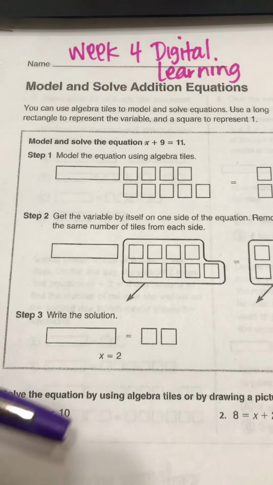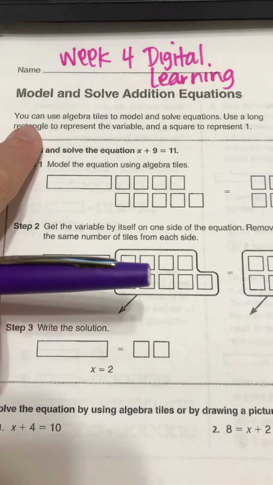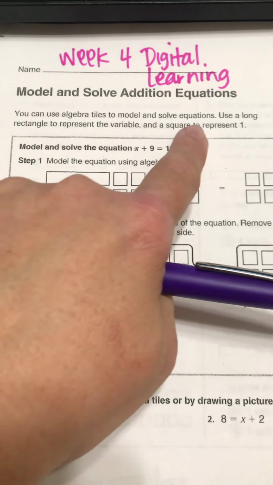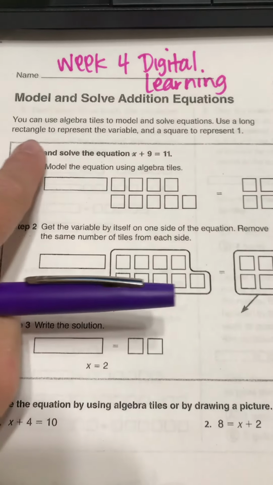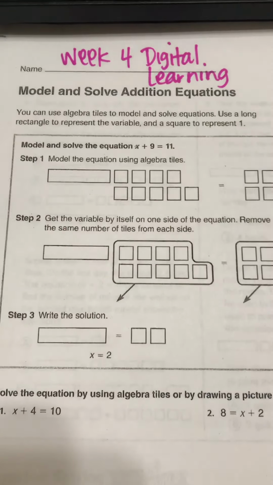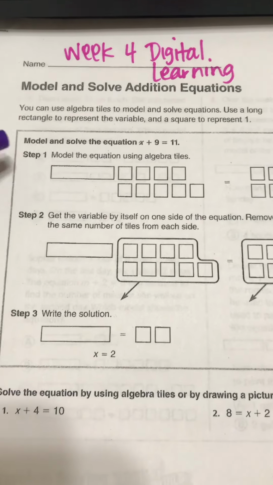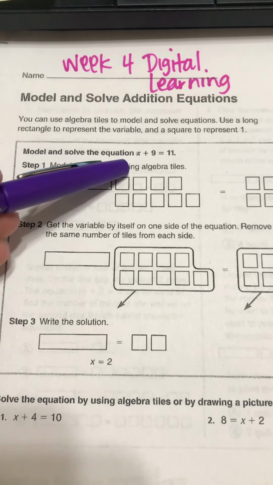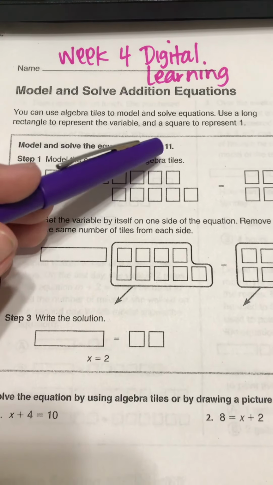Well, let's go ahead and read what we have here. You can use algebra tiles to model and solve equations. Use a long rectangle to represent the variable and a square to represent 1. So notice the example they have here for us. It says model and solve the equation x plus 9 equals 11.